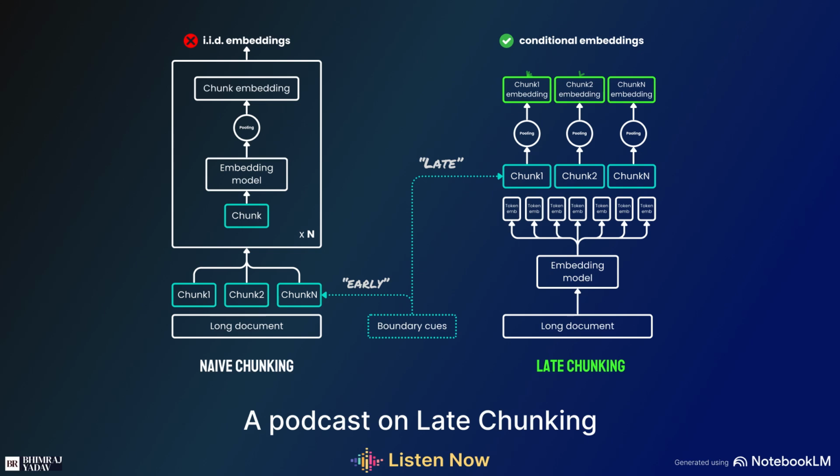Like if you search for sustainable farming practices, a standard search might only find exact matches. But with late chunking, it could also understand that organic farming or regenerative agriculture are part of the same concept. So I could get much more relevant results, even if they don't have the exact words I used. Exactly. It's about moving beyond simple keyword matching and going towards a deeper understanding of the user's intent.